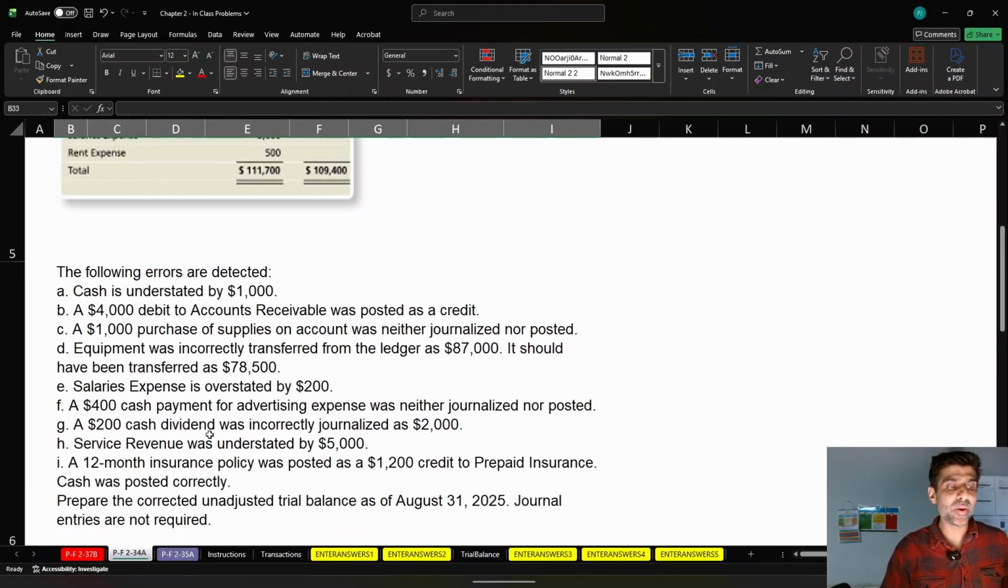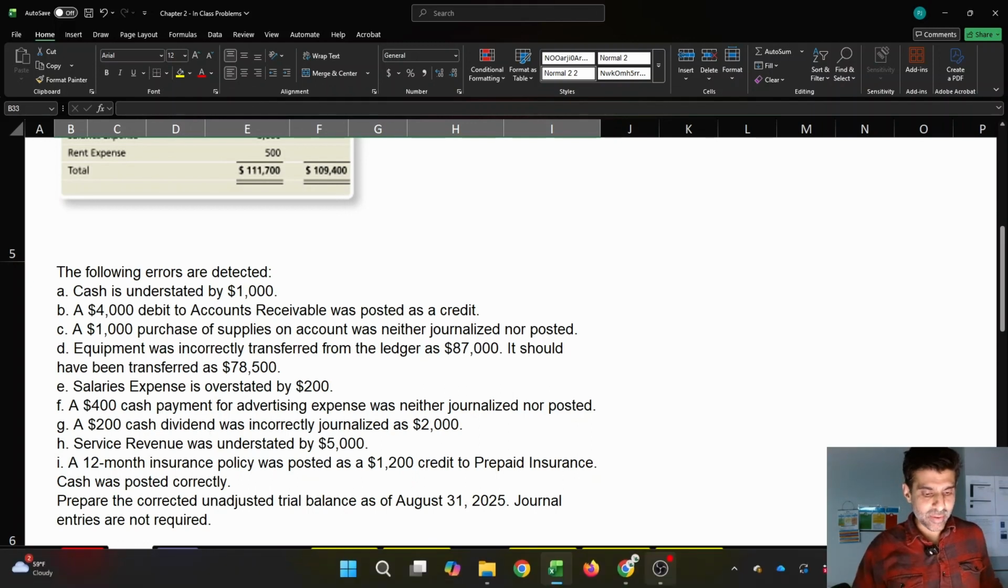So you're going to go through and correct the errors, and once you do this, you should see that the trial balance balances. That's how you know that you did it correctly. So why don't we take a couple minutes and you guys can work on this, and then we can do it together.